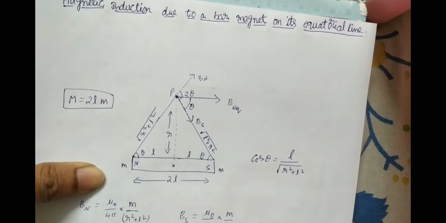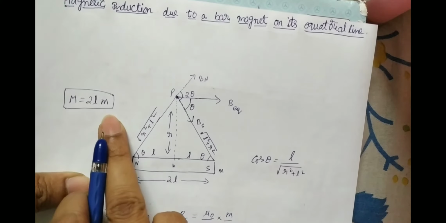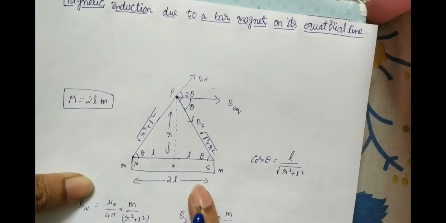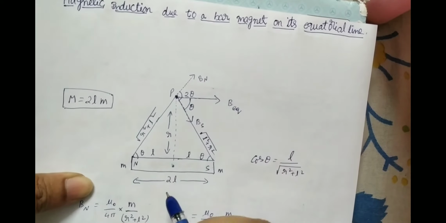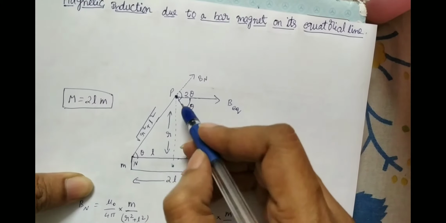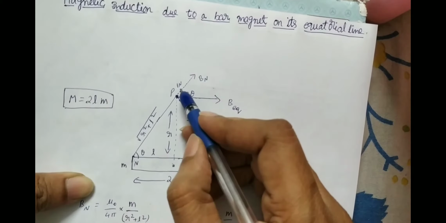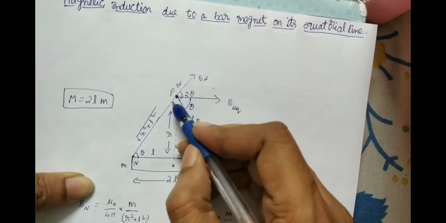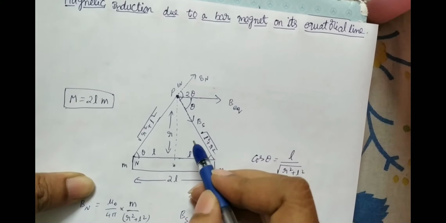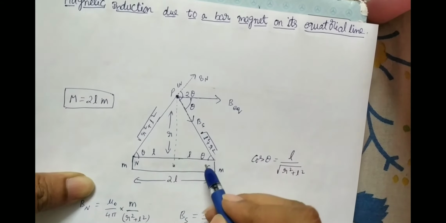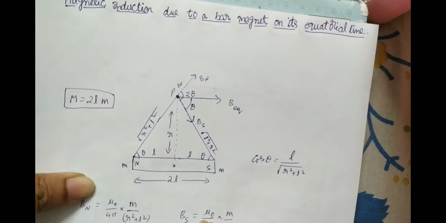This is also the same. And magnetic moment M is equal to 2l into m. Now first we calculate field intensity due to north pole and field intensity due to south pole. Where you calculate field intensity, there you have to assume a unit north pole. You know that this unit north pole is repelled by this north pole, so the field due to north pole is away from the north pole, Bn, like this. But this south pole attracts it, that's why the field due to south pole is acting like this.